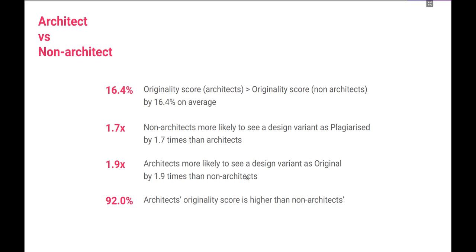Non-architects are likely to see a design as a copy or a plagiarized version 1.7 times more than architects. And architects, on the other hand, tend to see a design as original 1.97 times more than non-architects. And in as many as 92% of the 15,000 simulated design variants through the trained neural networks, architects' originality score was found to be higher than the originality score of non-architects.